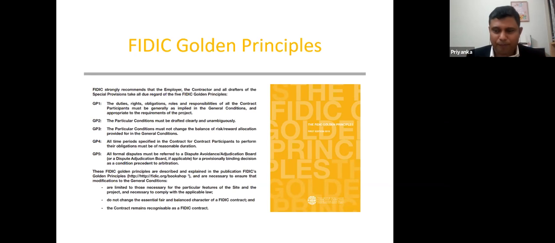Therefore, the type of procurement, the type of contract has been changed, it does not fall into this particular category, right? All the particular conditions must not change the balance of risk reward allocation provided for in the general conditions. This is what it says, right? The clauses have been carefully drafted. The amended clauses for the lump sum contract have been very carefully drafted. I will let you know once we go through that one, right?